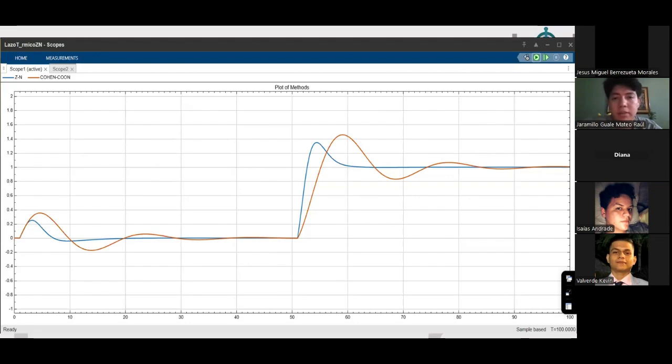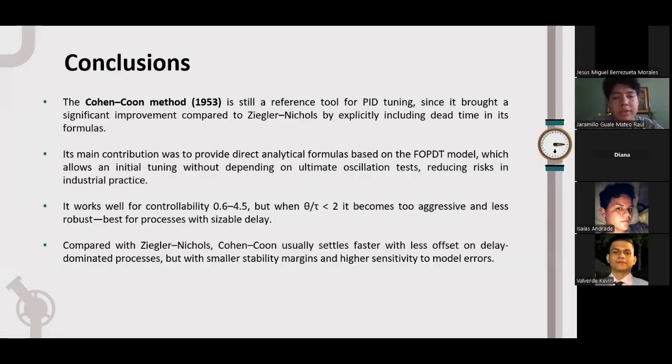In steady state, both methods drive the output to the same final value with an error approximately equal to 0, which confirms that both methods adjust the integral correctly. Next, to conclude, the Cohen-Coon method is still a reference tool for PID tuning since it brought a significant improvement compared to Ziegler-Nichols by explicitly including the dead time in its formulas.